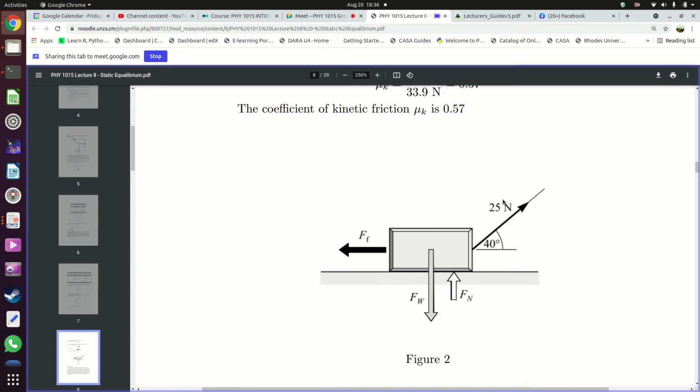When you do that, this particular force, the 25 newtons, makes an angle of 40 degrees. This one, pointing up like this, makes an angle of 90 degrees with the positive x-axis. This other one here makes an angle of 180 degrees. This weight, which is pointing down here, makes an angle of 270 degrees. Is that clear?